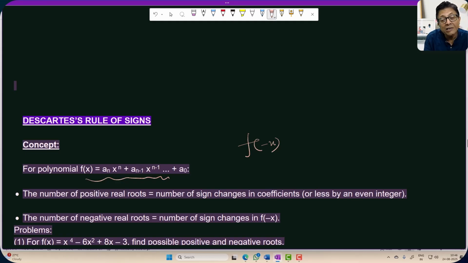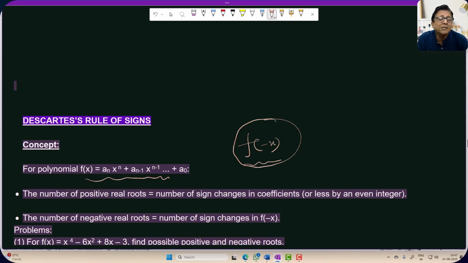What about f(-x)? If you consider its signs, you can get an idea of the negative roots. For f(-x), you just consider the number of sign changes. That number of sign changes will give you the number of negative roots, or an even number less than that. If f(-x) has 1 sign change, then there is 1 negative root. That is true for f(x) also: only one sign change, one positive root. For f(-x), same thing: only one sign change, one negative root.